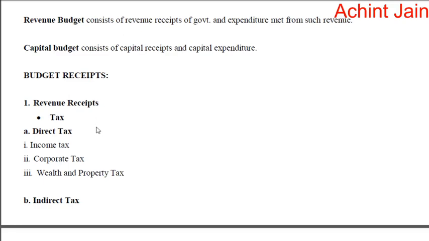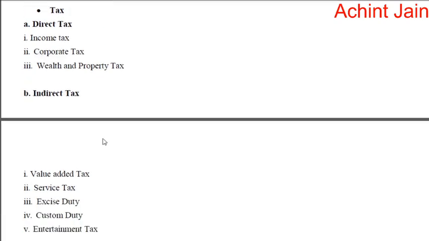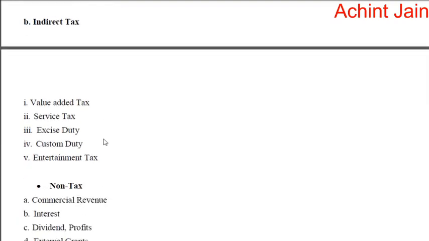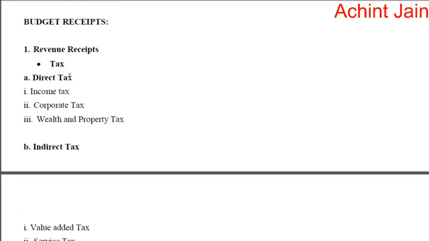These are divided into two forms. One is tax revenue, which is divided into sub parts, that is direct tax and indirect tax, and another one is non-tax revenues. First we will discuss the tax revenues. Tax revenues consist of the proceeds of taxes and other duties levied by the central government. Tax revenue comprises direct taxes and indirect taxes.